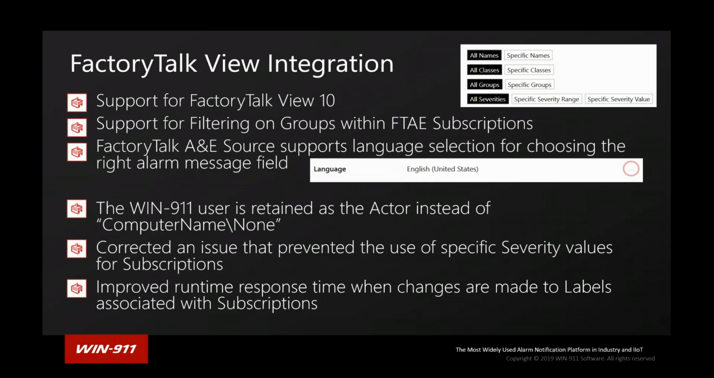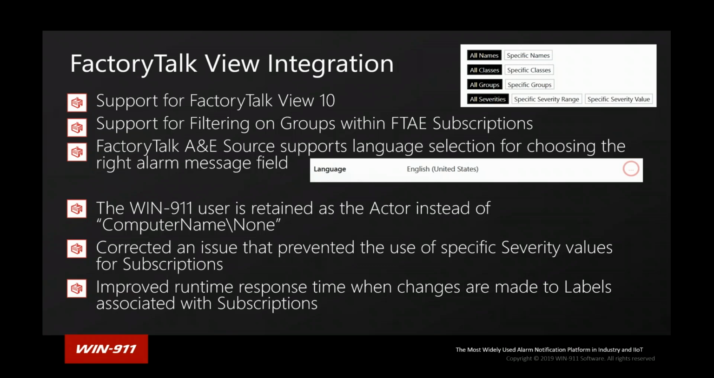Okay, so let's move into FactoryTalk View and what specifically we worked on here. So big one, support for FactoryTalk View 10. So that happened in the past year. I think a big feature enhancement that we've added, we had a number of requests from partners, customers, was to be able to filter on groups. I think this became more important when FactoryTalk 10 came out. So now we're able to filter for our subscriptions on names, class, severities, and now we've added groups. So you can see a screenshot there.